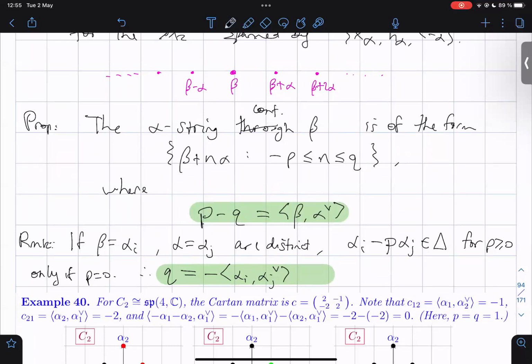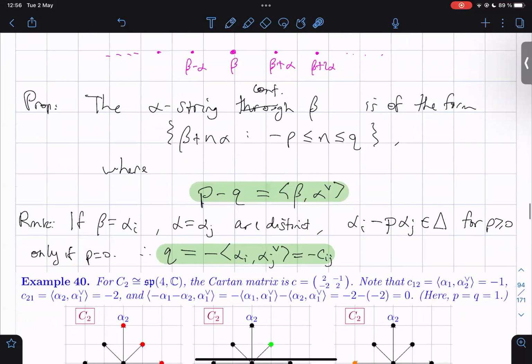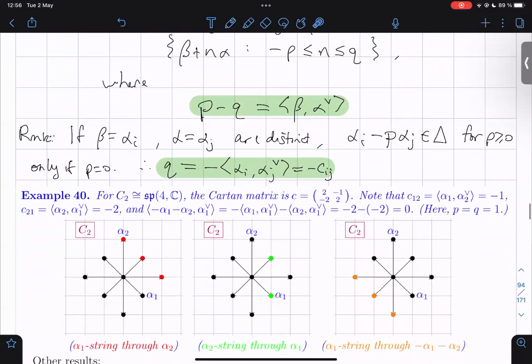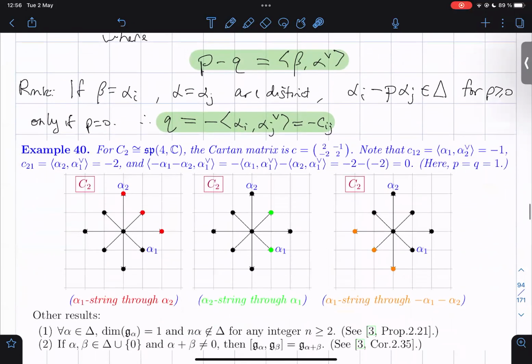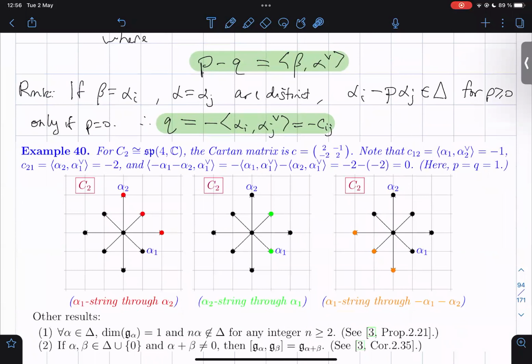So this is negative Cij. Okay, so this negative Cij is giving you the length of one of these strings. Let's just picture that. So this is the length of the alpha j string through alpha I. Okay, so let's go to the C2 case. Here we go.